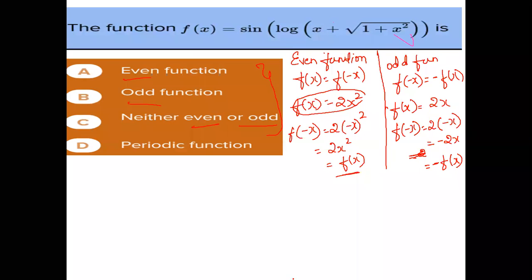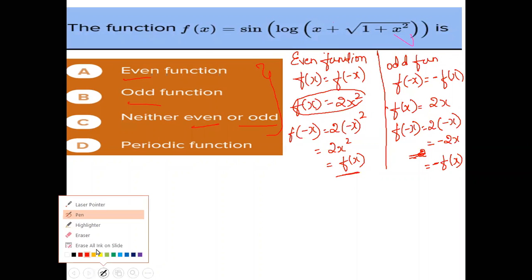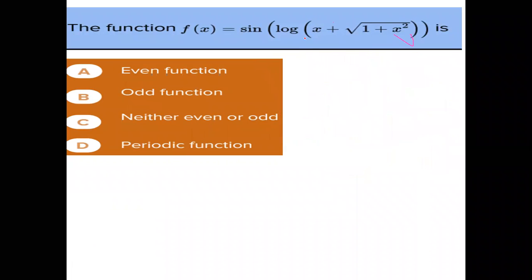Okay, so now what you have to do in this question is check whether the given function, f of x is equal to sine of log of x plus square root of 1 plus x square, is an even function, an odd function, or if it is neither, then you can say that it is neither even nor odd. If none of these three is satisfied, then you have only option D. So you can say option D is the correct option. So to do the even odd check, we need to know what f of minus x is. So first we will find what is f of minus x.